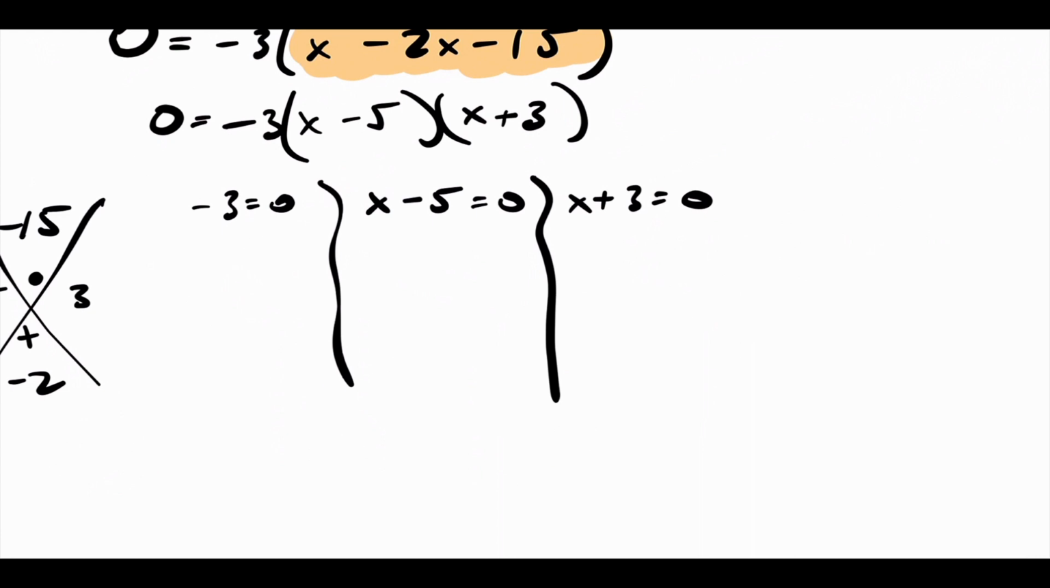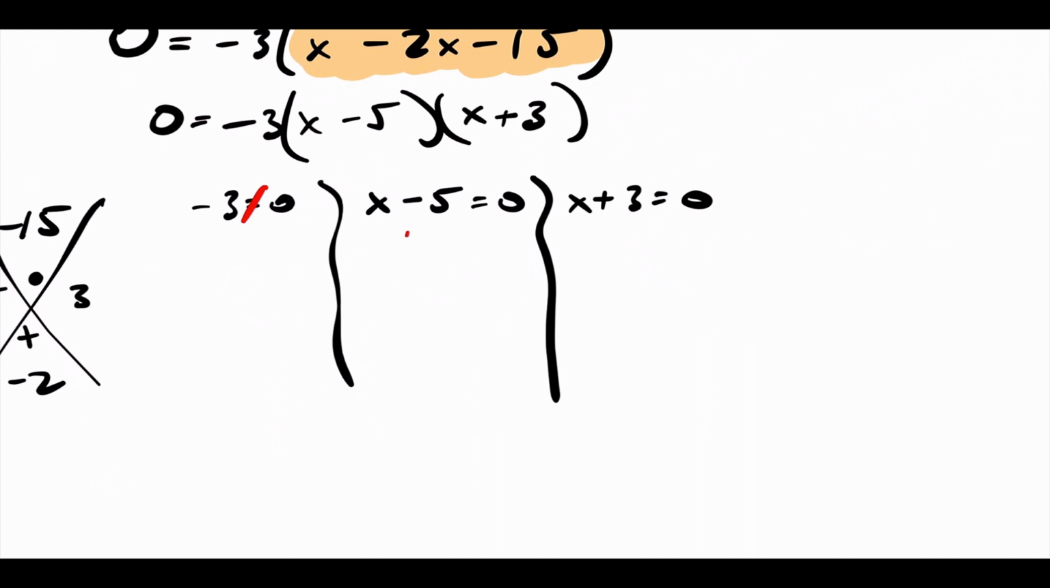Well, negative 3 does not equal 0. In no world does negative 3 and 0 mean the same thing. Negative 3 means you owe $3. 0 means you don't owe anything. That's not true. So I'm not going to get an answer here because those aren't equal.